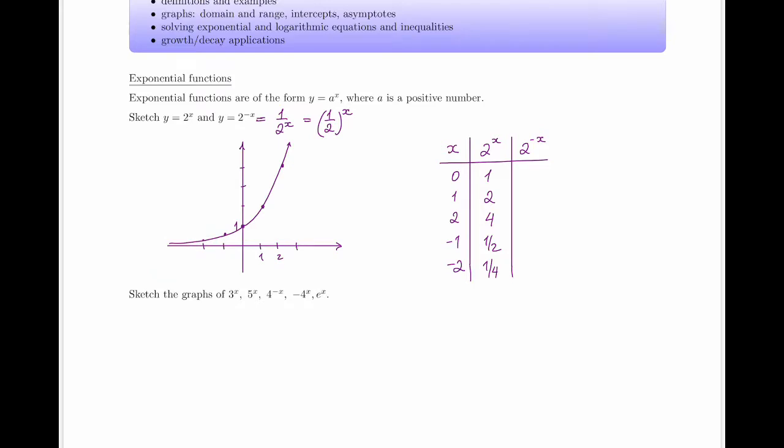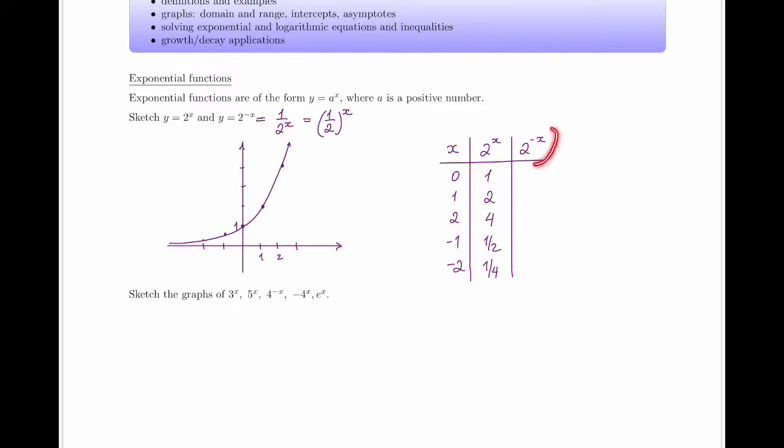Notice though that no matter how big a negative number I plug in, because of what it means to raise something to a negative power, the outcome here will actually never be negative. It will be 1 over a large value, so it will get closer and closer to 0, but never quite equal 0, and will never drop below the x-axis.